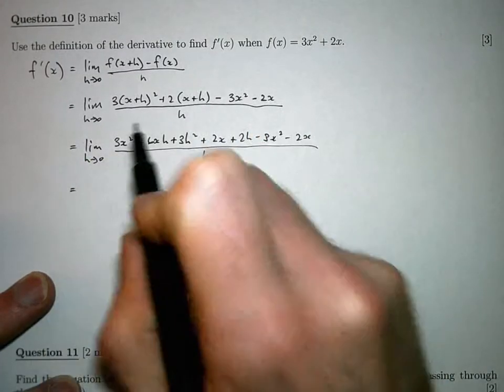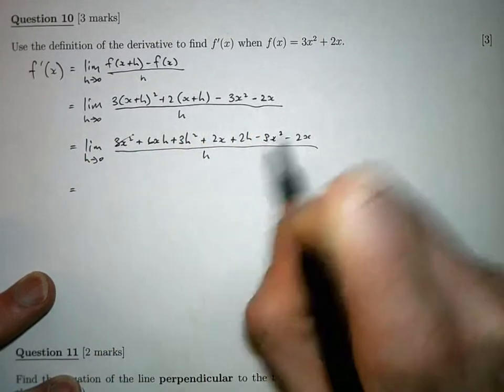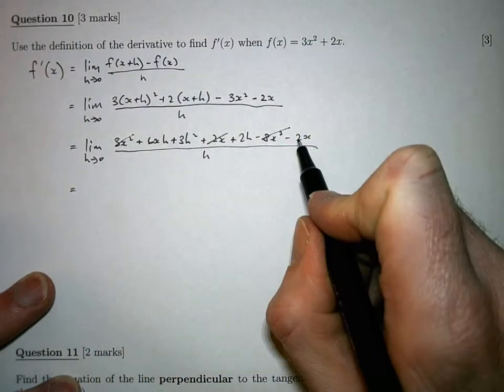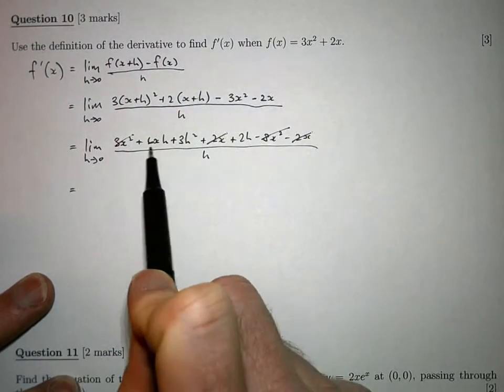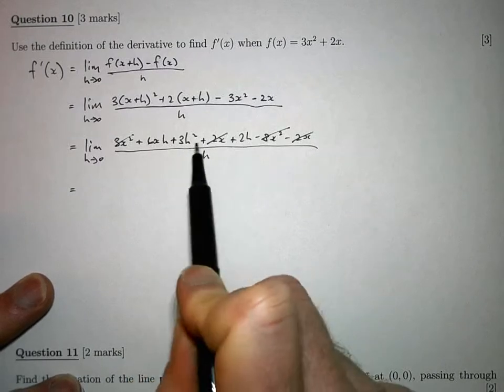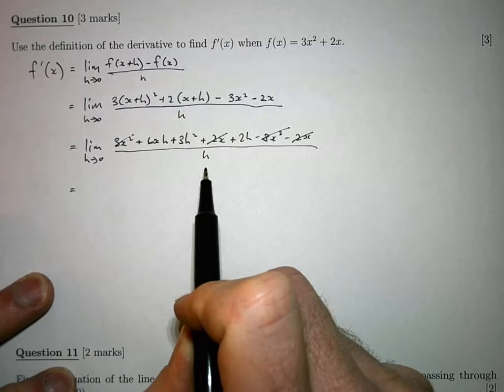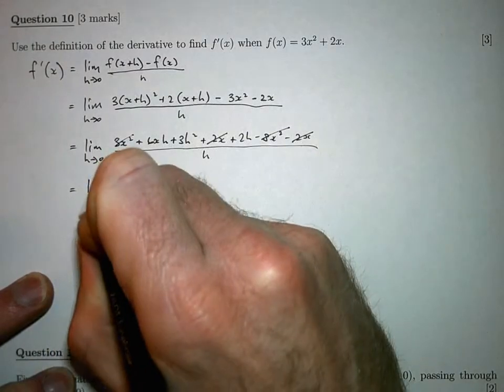We're going to have some things that cancel out quite nicely here. We've got a 3x squared and a minus 3x squared. We've got a plus 2x and a minus 2x, and of course everything that's left over, as we expect, has got an h in it, and that we're going to factorize out and cancel with the h in the denominator. So let's do that now.